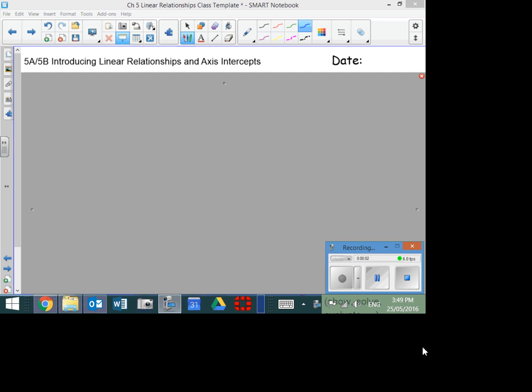Hi, Year 9. In order to get on track for Chapter 5, we are going to do a summary of the last couple sections for your notes. So go ahead and label your paper 5A, 5B, which is really just introducing linear relationships and learning what an axis-intercept is. So go ahead and label that as your topic, and we'll go ahead and review what we've been doing in class so far.